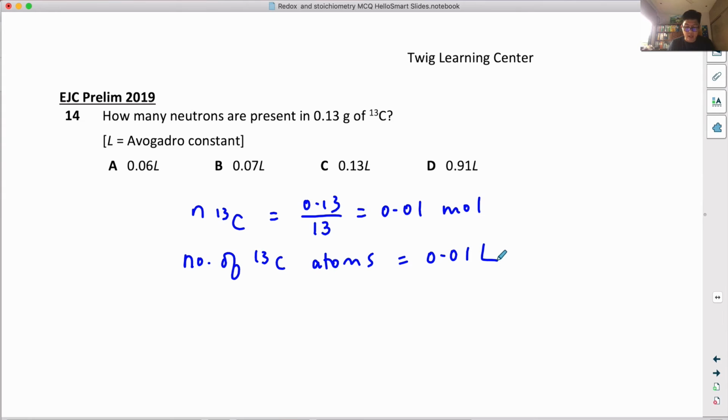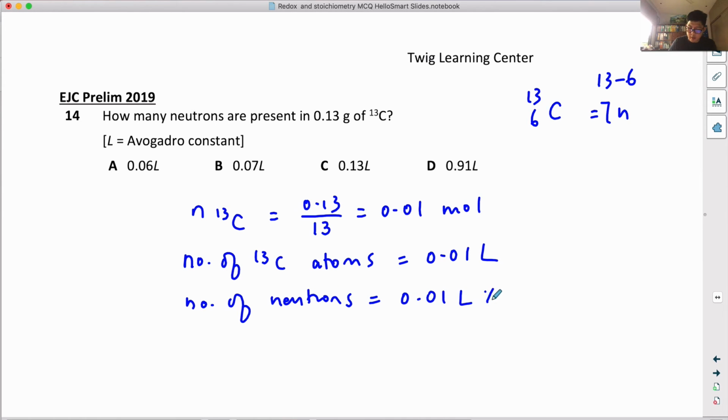Each carbon, you can see, is 13, 6. So each carbon atom has 7 neutrons, 13 minus 6 equals 7. So if there are so many carbon atoms, the number of neutrons will equal 0.01 L times 7. So it's going to be 0.07 L. So the answer is B.